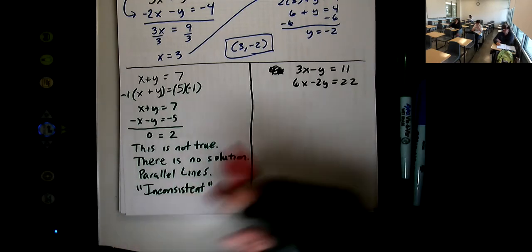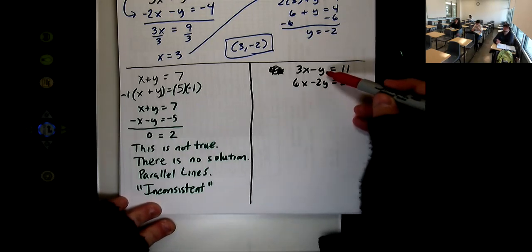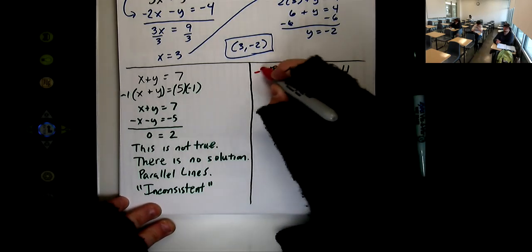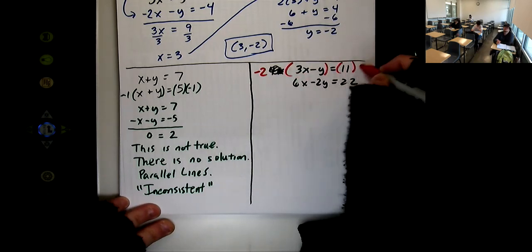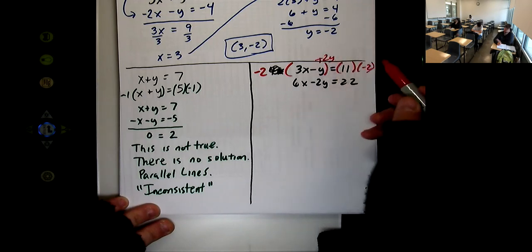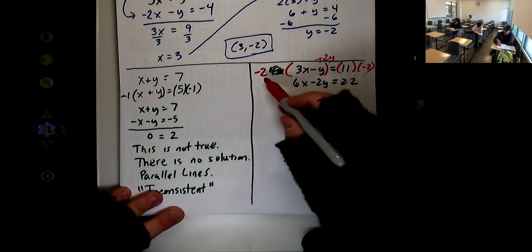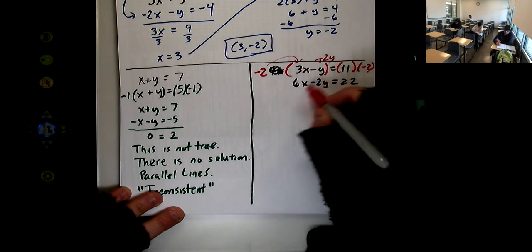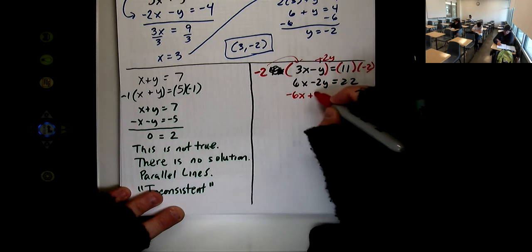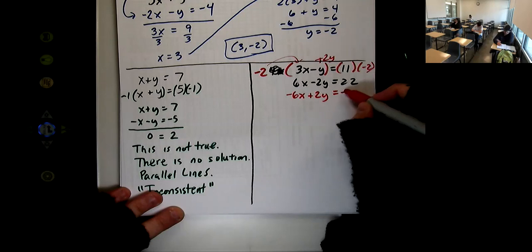All right, so I think the easiest thing to get rid of, maybe, is the y. If I just double the y and change the sign, if I multiply by -2 on this line, that will give me a positive 2y there, and that's what I'm aiming for. The y's look like they're kind of easy to get rid of. So if I multiply by -2, I got -2 times 3x is -6x, -2 times -y is plus 2y, and -2 times 11 is -22.